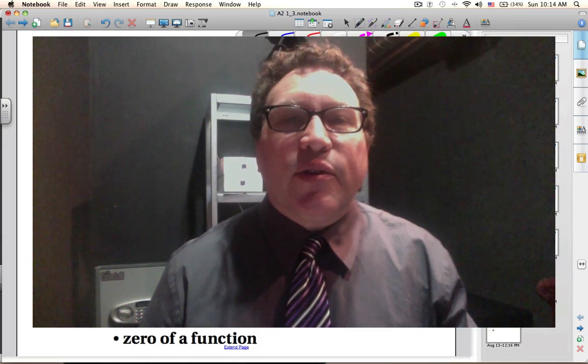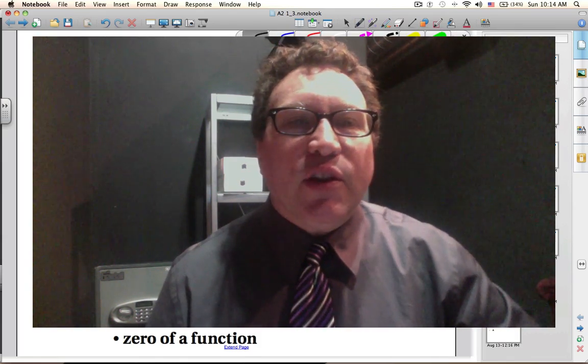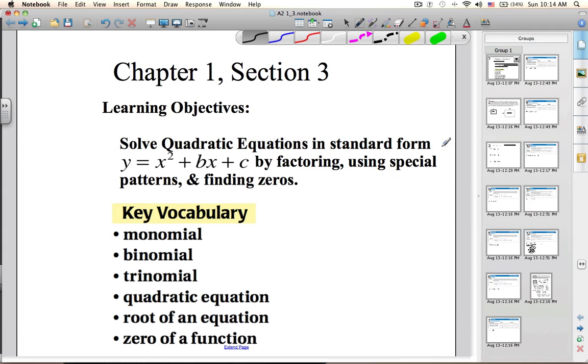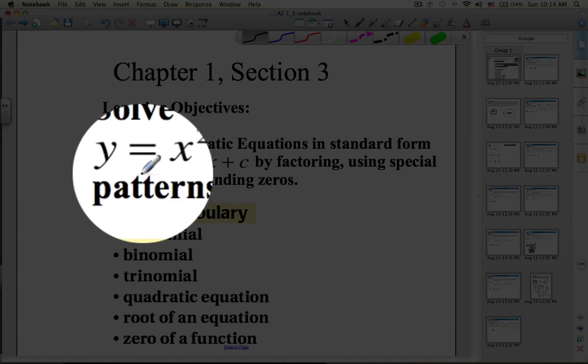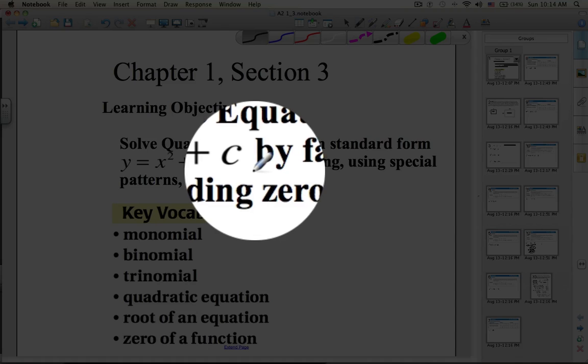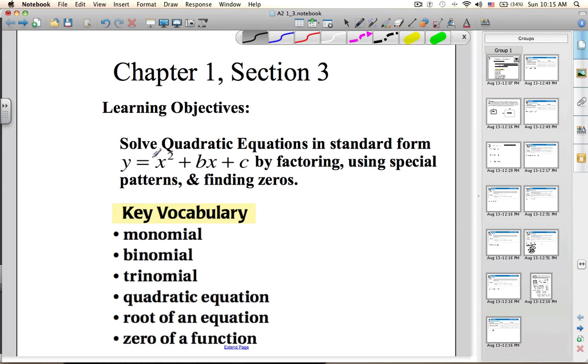In section 3 of chapter 1, we're going to look at how we solve quadratic equations in standard form. This is standard form: y is equal to x squared plus bx plus c. We have a leading coefficient in this case that is 1. It's a little different when we have a leading coefficient that's 2. We're going to solve by factoring, using special patterns to factor, and using the zero product property to find zeros. These zeros are also solutions.